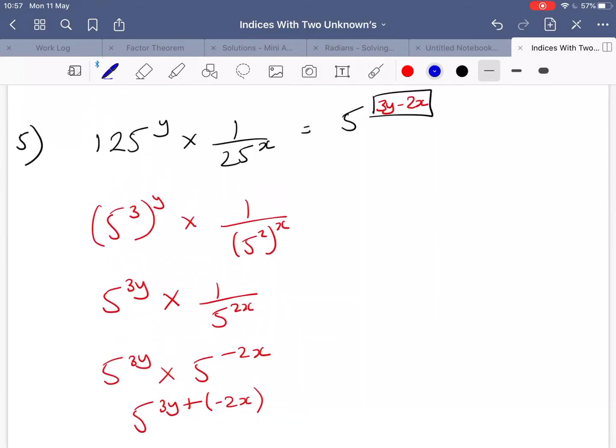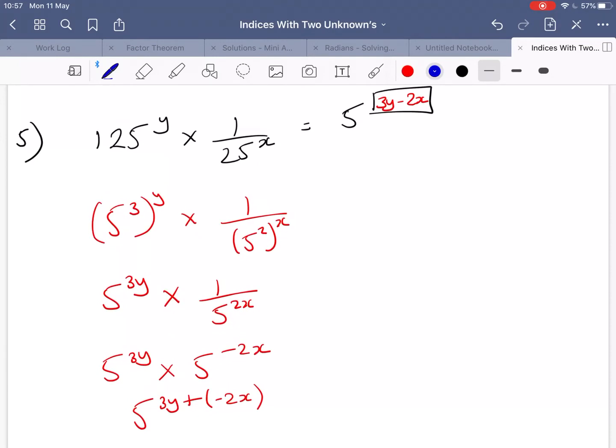And the last one, when you've got x's and y's. So let's deal with the first bit. 125 is 5 cubed. So 125 to the power of y is 5 cubed to the power of y, which is 5 to the 3y. If we look at the 1 over 25 to the power of x, well, let's deal with this 25 to the power of x first. Well, that's 5 squared to the power of x, which is 5 to the power of 2x. So we end up with 5 to the 3y times 5 to the power of minus 2x.